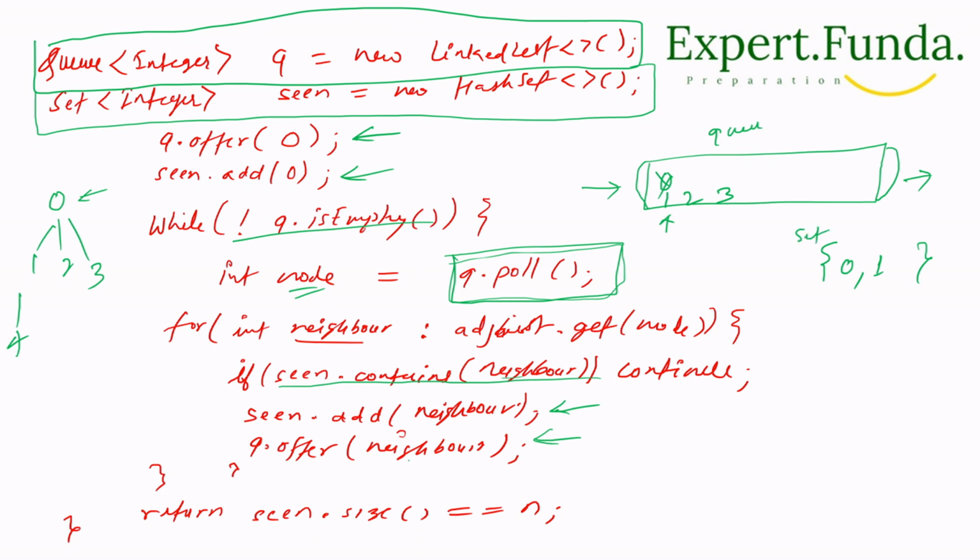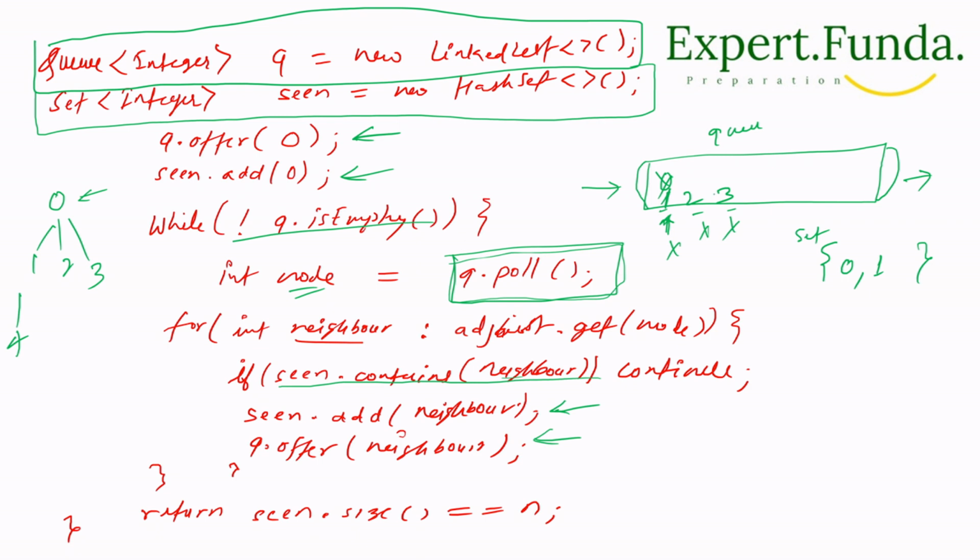Now queue dot offer, right? We have added 1 here, correct? Now we'll go to the next time. We'll remove this one first, because it is a queue. Next time we'll come here. 1 will come first, so it will be removed first. Then it will remove this, then this. And now I will check this one.